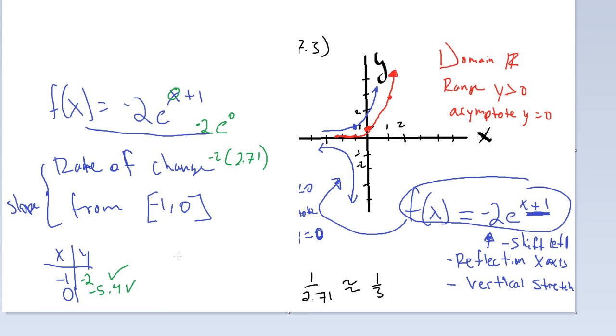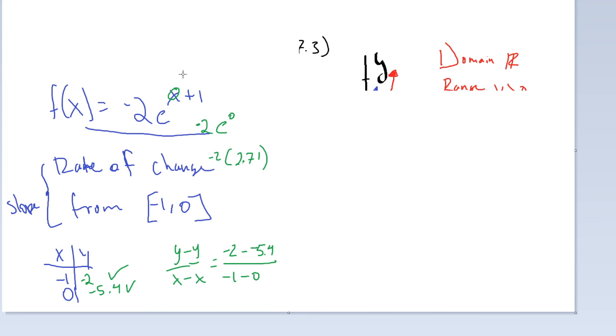Remember, the slope formula is y minus y over x minus x. So I have negative 2 minus negative 5.4, divided by negative 1 minus 0. And so we end up with, this becomes positive, so you have 3.4 divided by negative 1, and the answer is going to be negative 3.4.